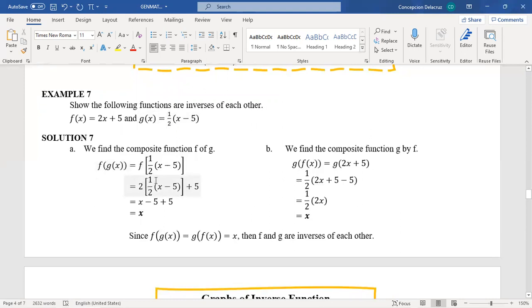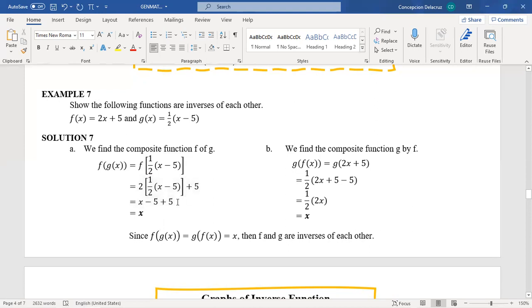So 2 times 1/2 times x minus 5. The 2s cancel, so we have 1 left over. It is the same as before, over 2. So x minus 5 over 2. Cancel the 2. We have here x minus 5. Copy the plus 5, since there is nothing to do on the side.